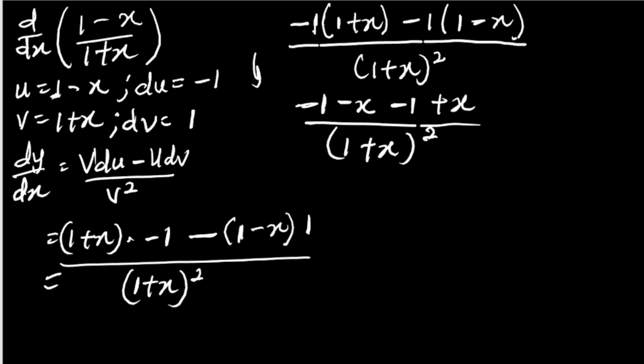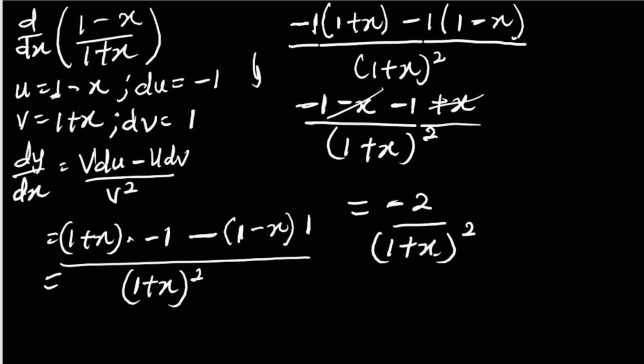Now, if you realize something, we're having minus 1. If we rearrange, you realize that we have minus x here, and we also have plus x here. They can be cancelled out, that is, this will cancel this. Now we are left with minus 1 minus 1, which will give us minus 2 divided by 1 plus x all squared. And that is the final answer to this particular problem.